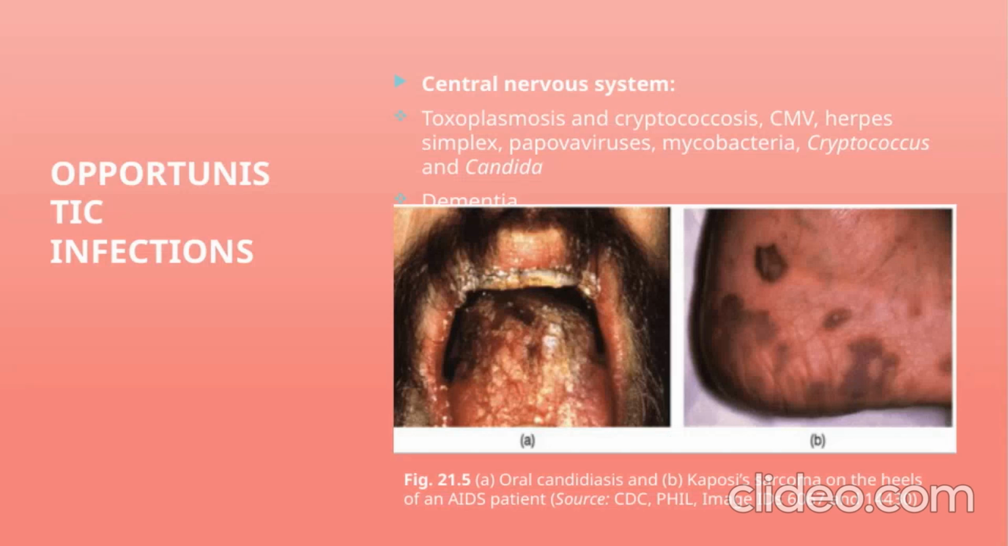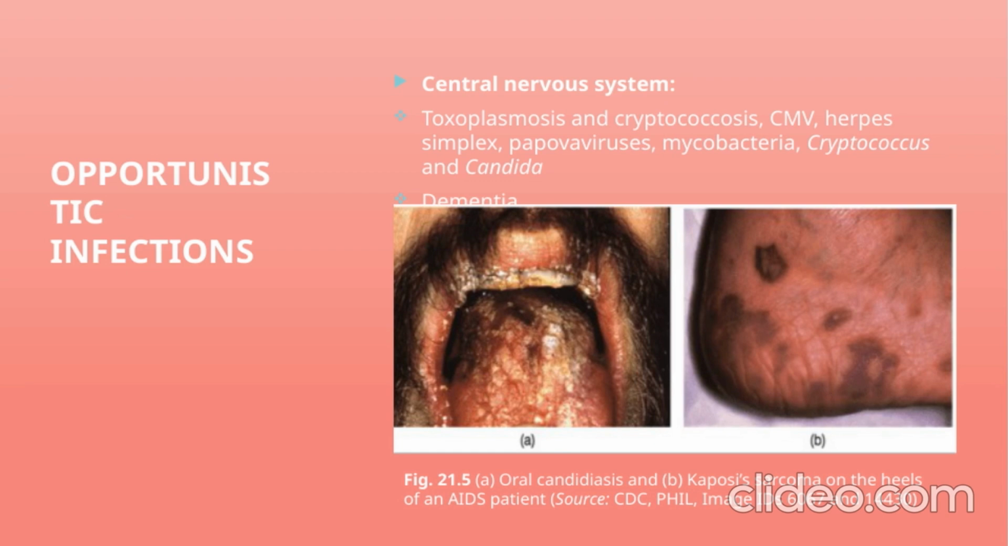Let's take a closer look at some of the opportunistic infections that can affect the central nervous system in patients with AIDS. As you can see in Fig. 21.5, Part A shows oral candidiasis, which is a common fungal infection, and Part B illustrates Kaposi's sarcoma on the heels of an AIDS patient. These images help us understand the diverse manifestations of opportunistic infections.